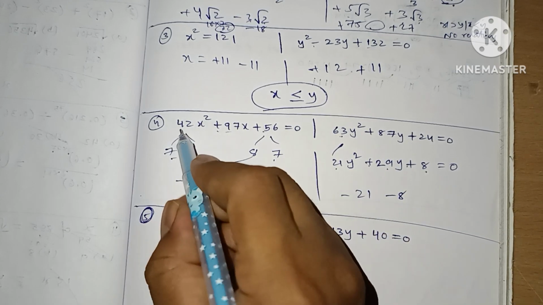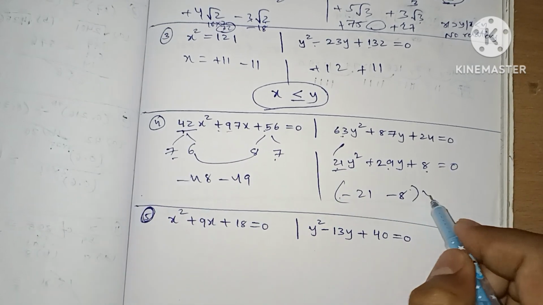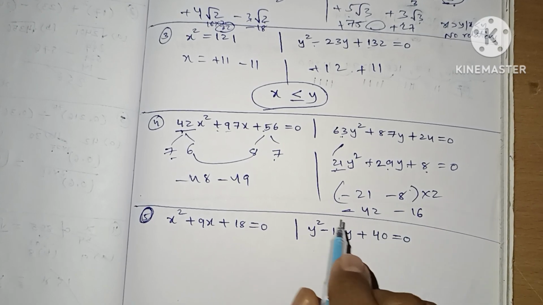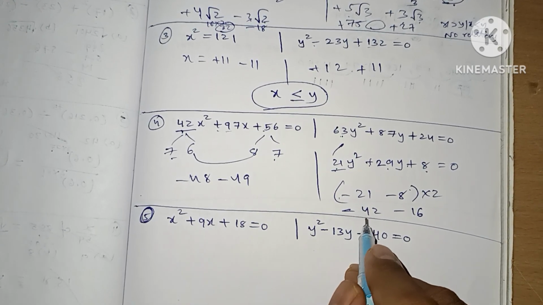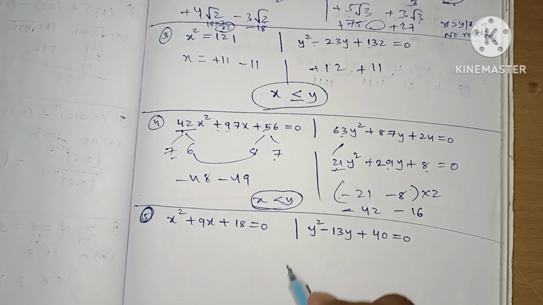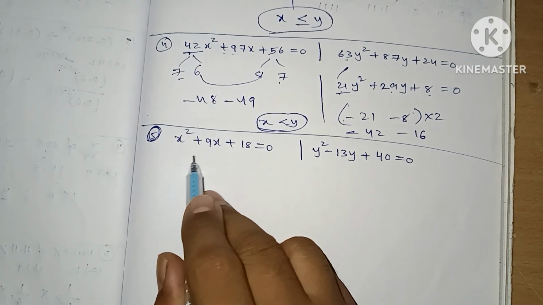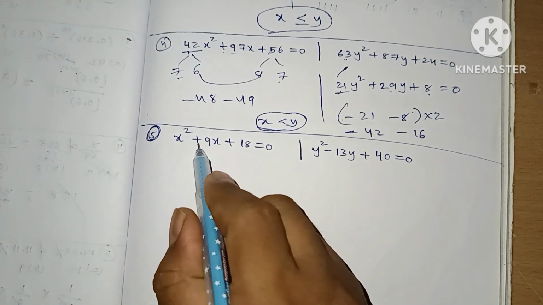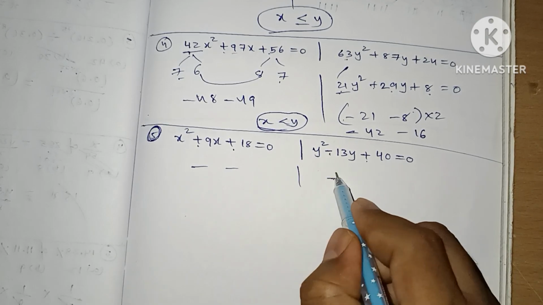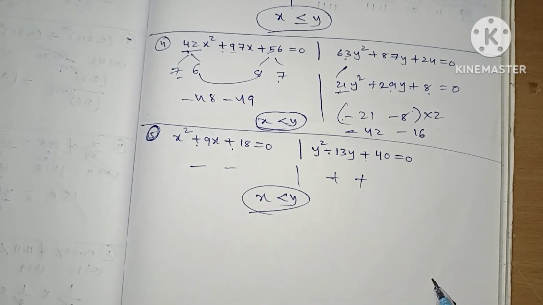Now to make the base equal, here it is 42 and here it is 21. We need to multiply this with 2. We get 42, 8 2 times 16. Now by comparing these two, it is clear that x is lesser than y. Okay. Next, here in this question it is clear that plus and plus means the roots will be negative. Minus and plus, so the roots are in positive. By comparing these two, it is clear that x is lesser than y.